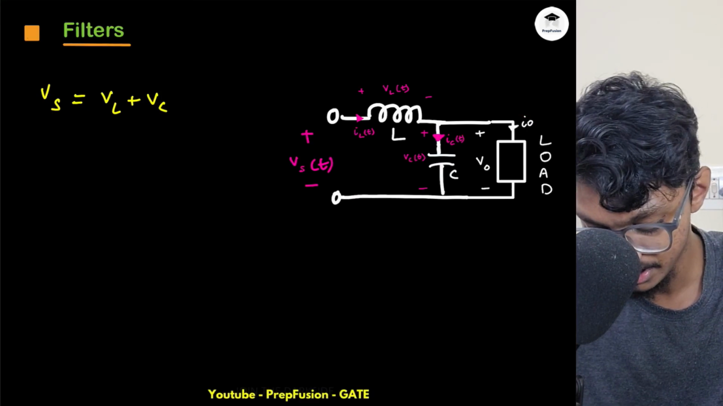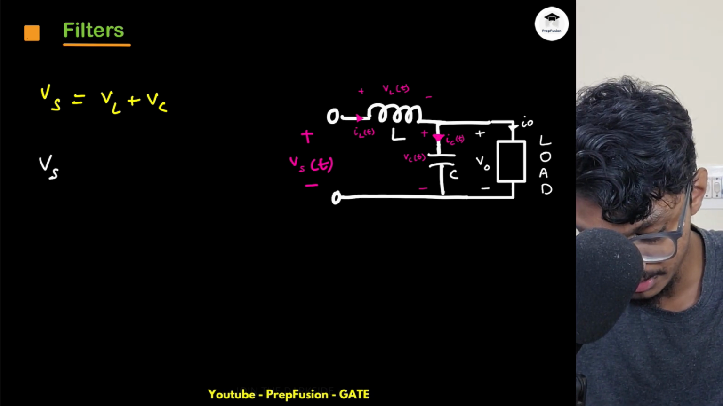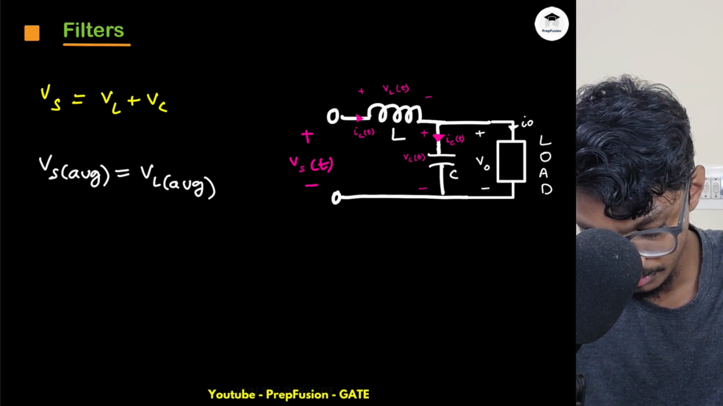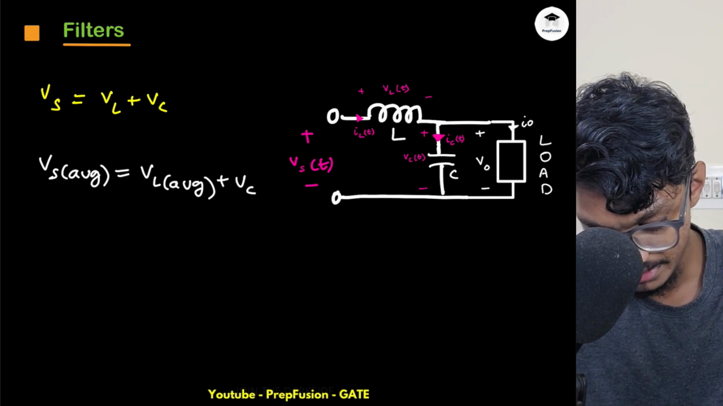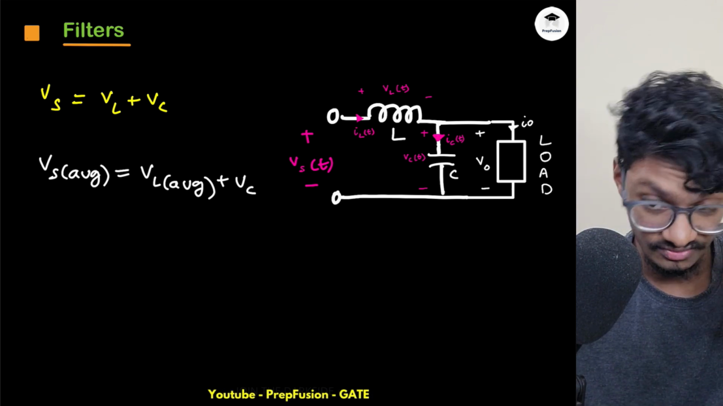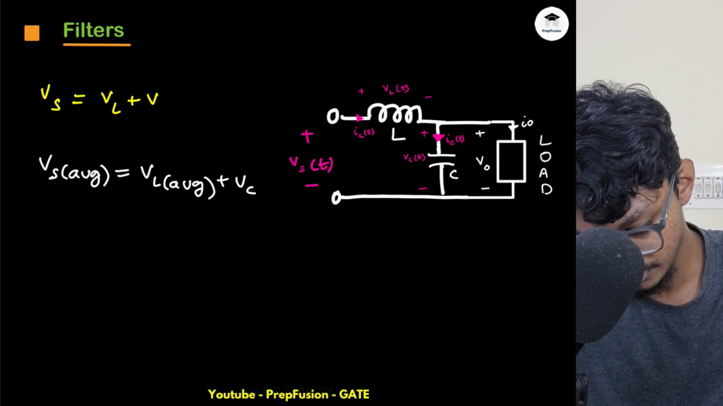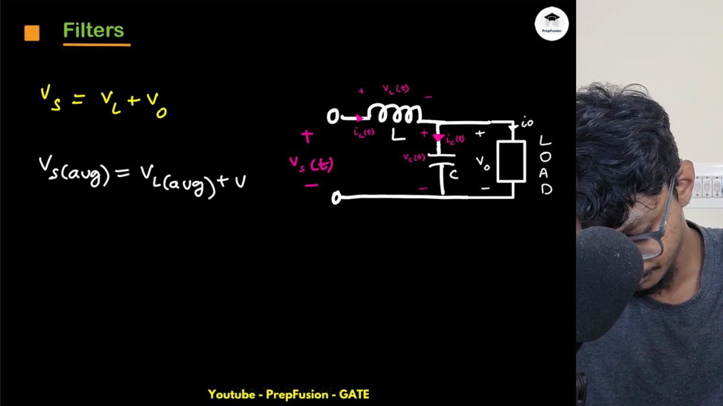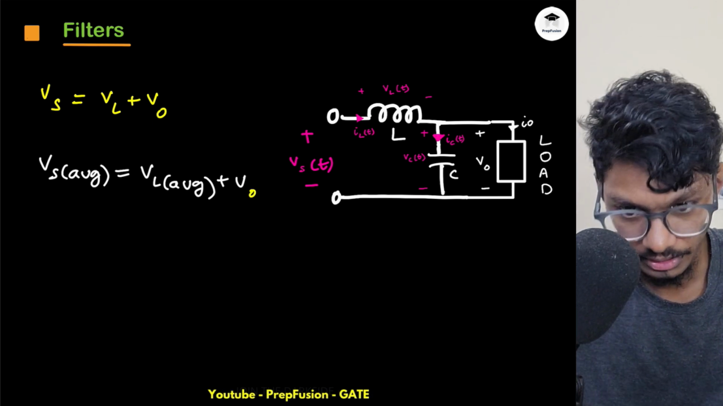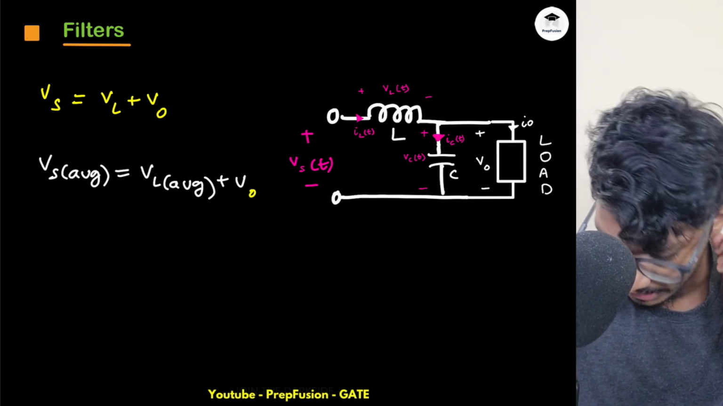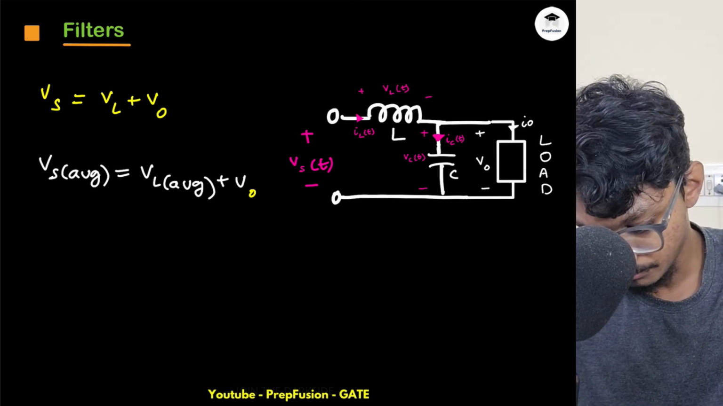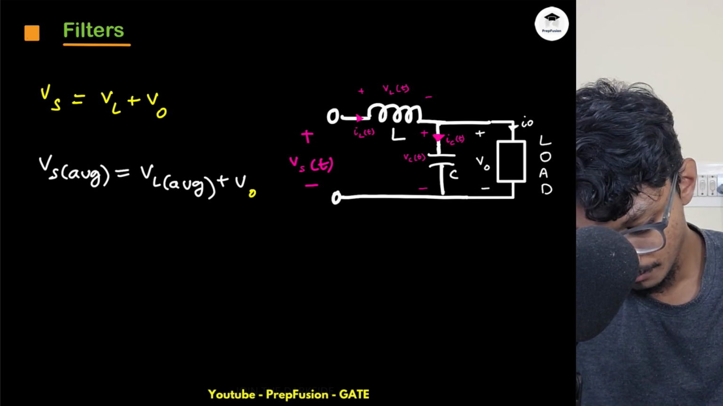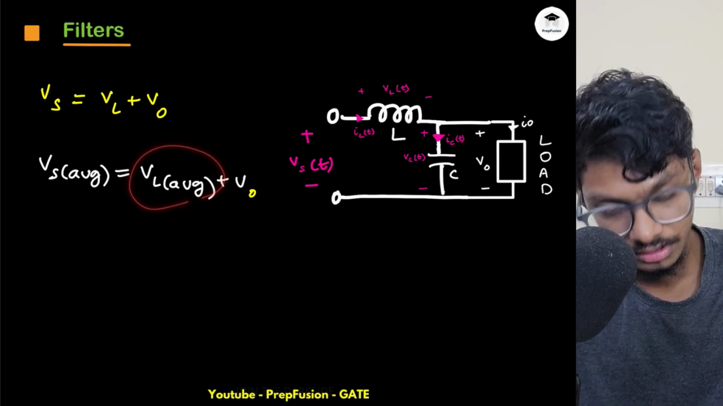Now if I take the average on both sides over the cycle, and I am assuming that this circuit has reached steady state, this will be Vs average equals VL average plus Vc, or you can write it as VO as well, because Vc is equal to VO itself, right? So now what I can say is that this VL average over a whole cycle will be 0.